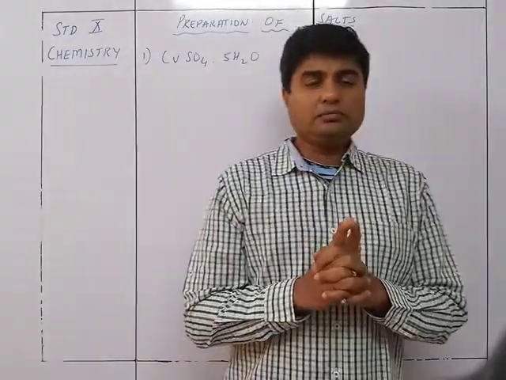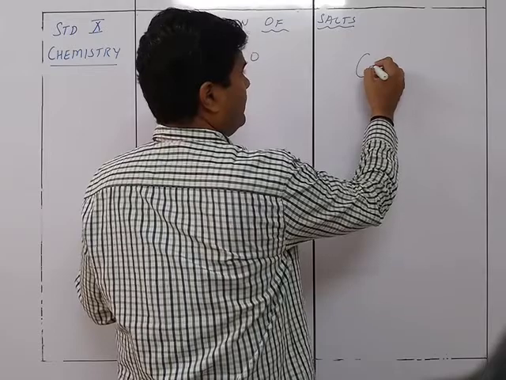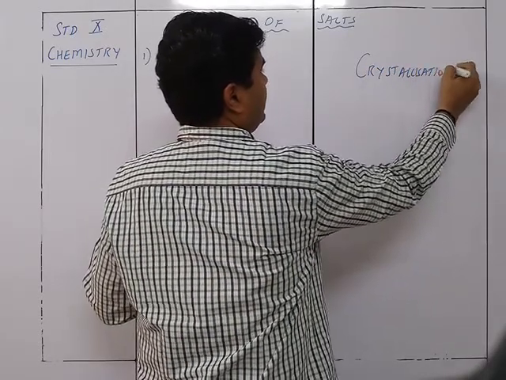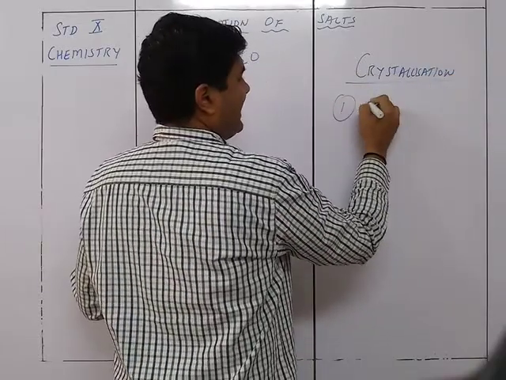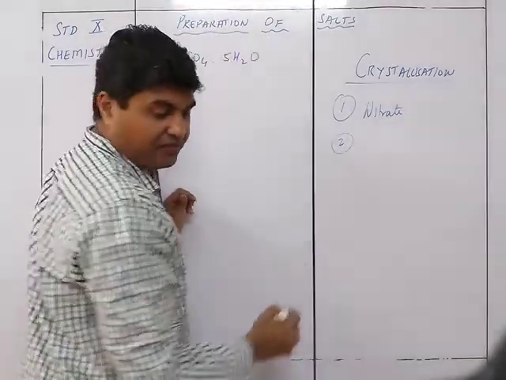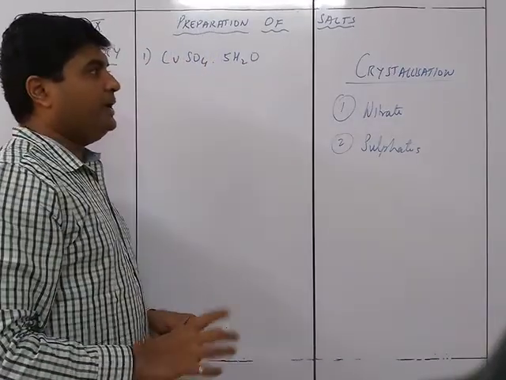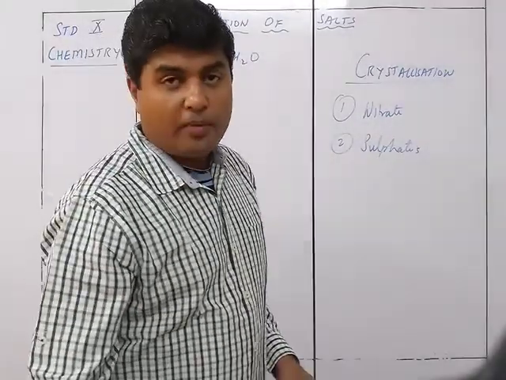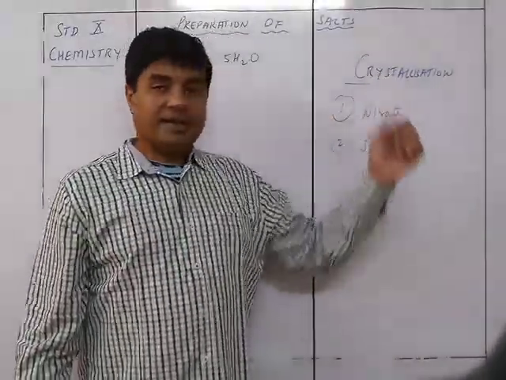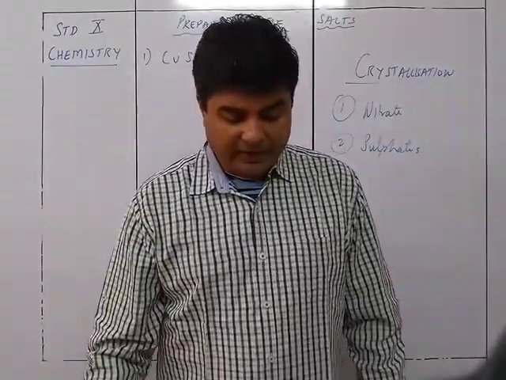So this is the important part: when you are using crystallization, you will be using the nitrates or the sulfates. Sulfates and nitrates are going to be recovered from the aqueous solution by means of crystallization. Now let's see the preparation of copper sulfate.